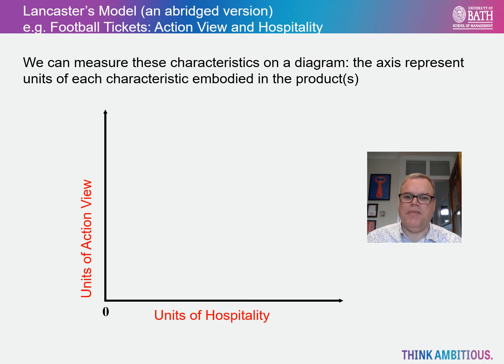Drawing on the football example, we will proceed by presenting an abridged version of Kelvin Lancaster's model, and we will use the two axes to capture the units of characteristics embodied in the football ticket. In this case, we will assume the two most important characteristics are units of action view and units of hospitality.